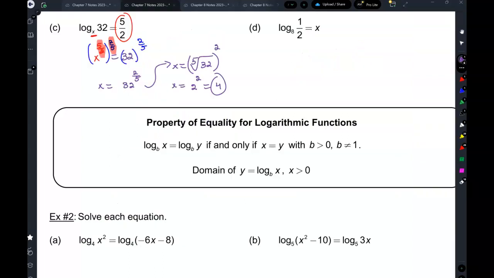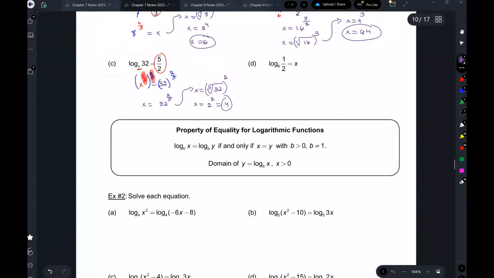Lastly, here, 8 is the base. X is the exponent. So I have 8 to the power of x is equal to 1/2. Okay, this is a different situation from the previous one, because in the previous one, I had x to the power of an exponent, now I have a number to the power of x. To do this, I have to do what I did in the last lesson, which means I write the 8 as 2 cubed to the power of x. And this one, 1/2 is 2 to the power of -1.